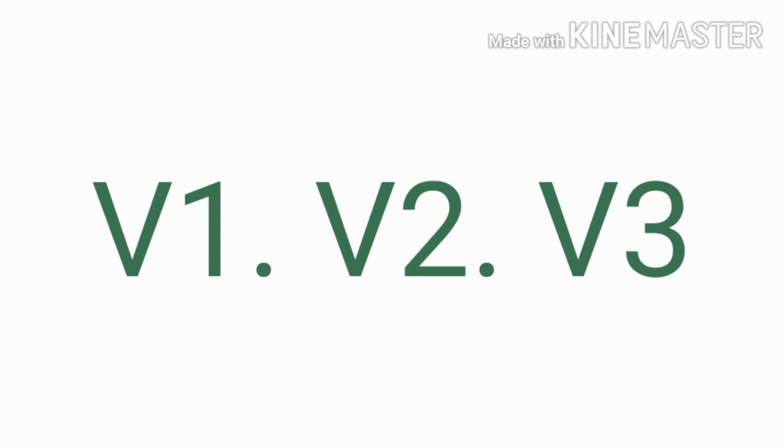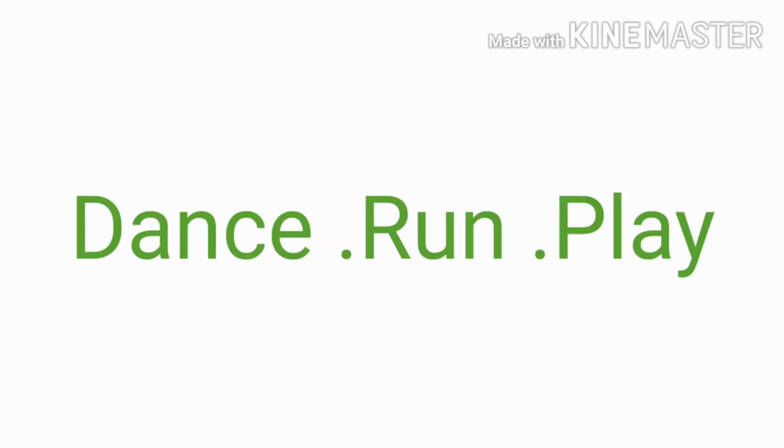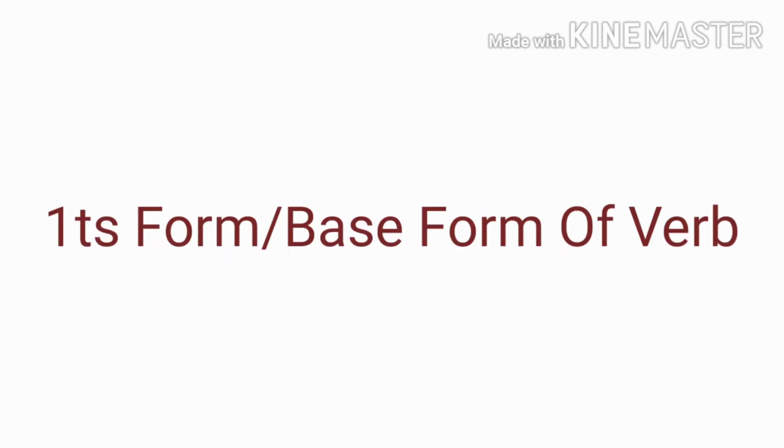So what is the verb first form also known as? It's also known as base form of verb. Base form of verb, just like dance, run, play. Okay, the first form, which is in the present, we call base form of verb. Then what about the second form of verb?